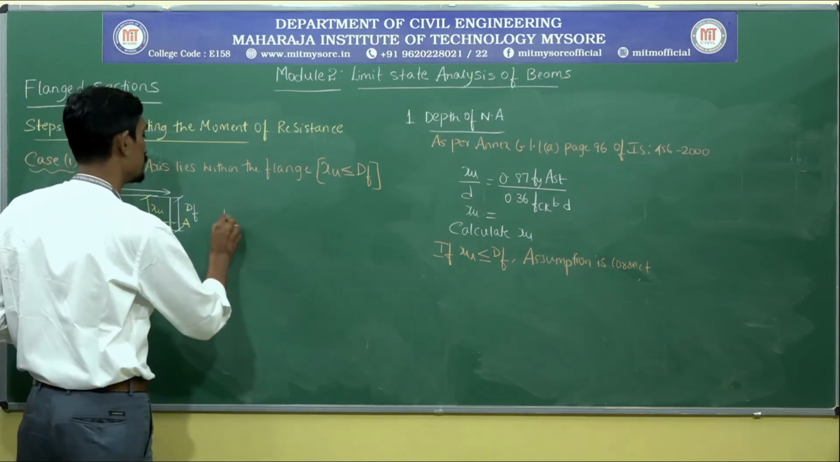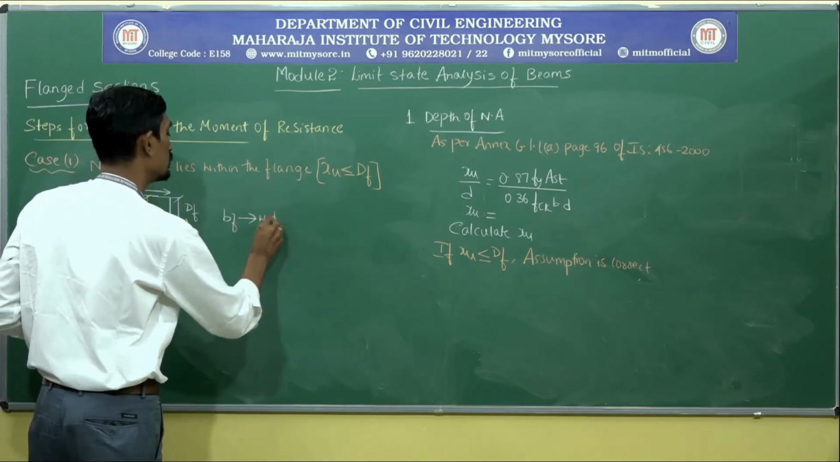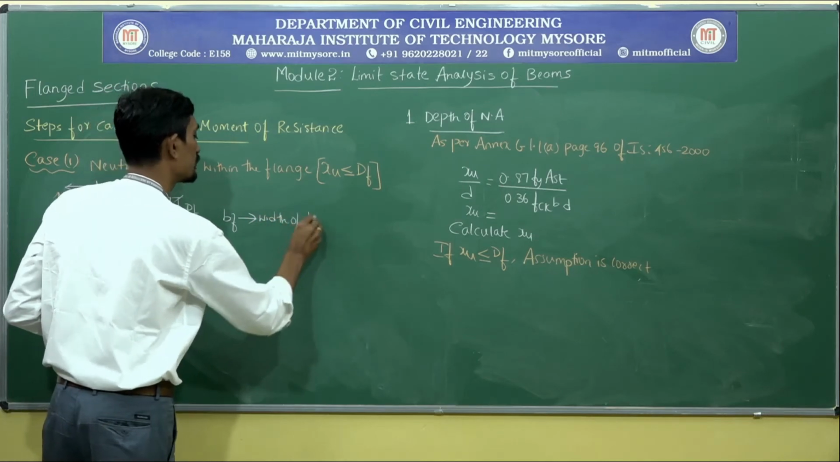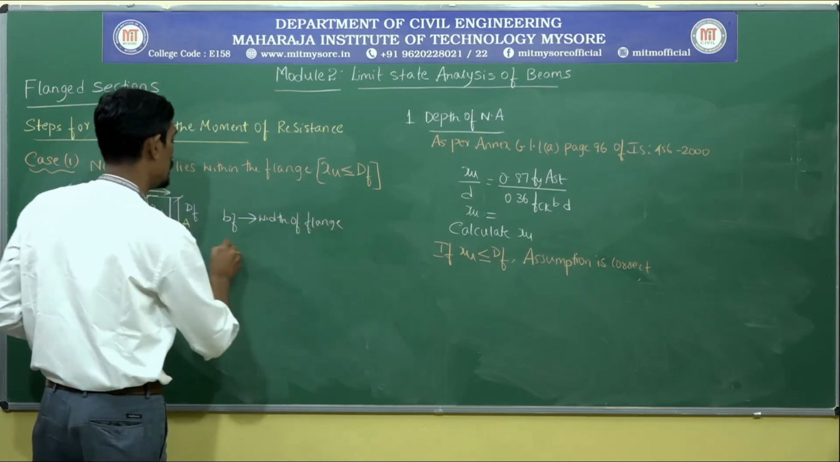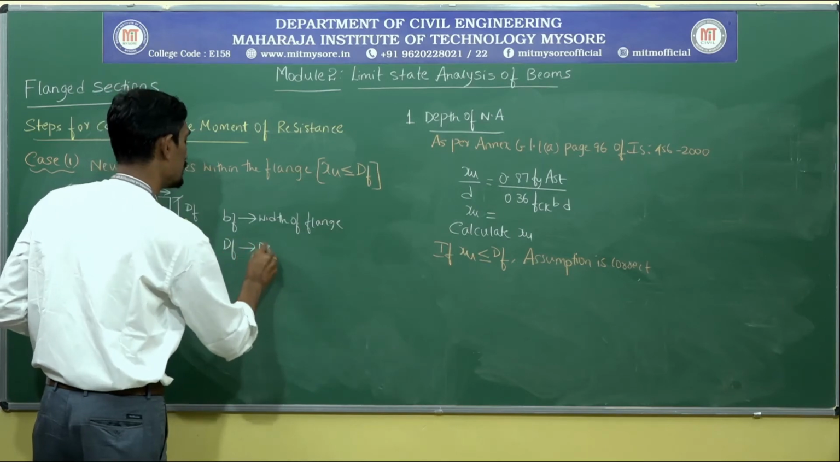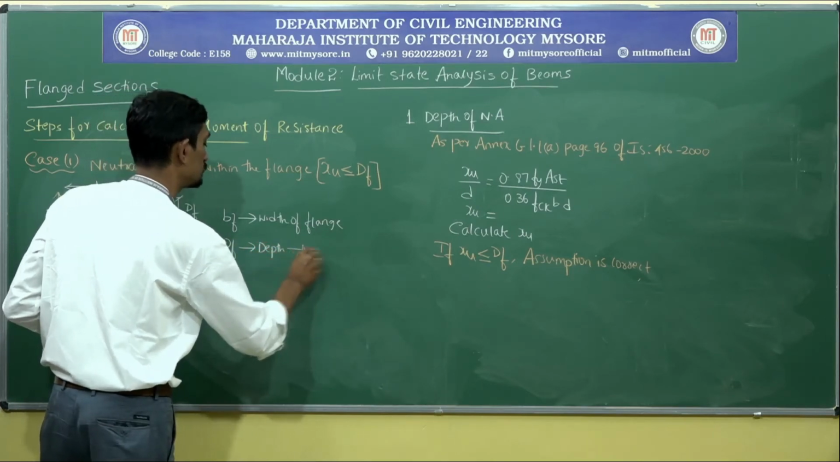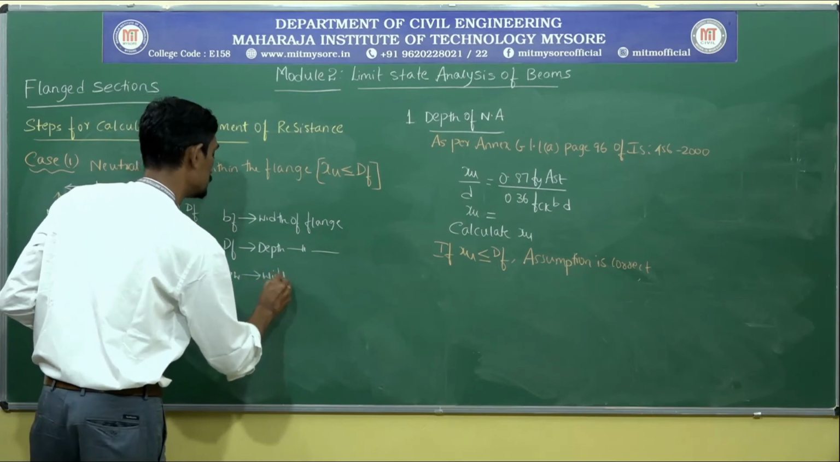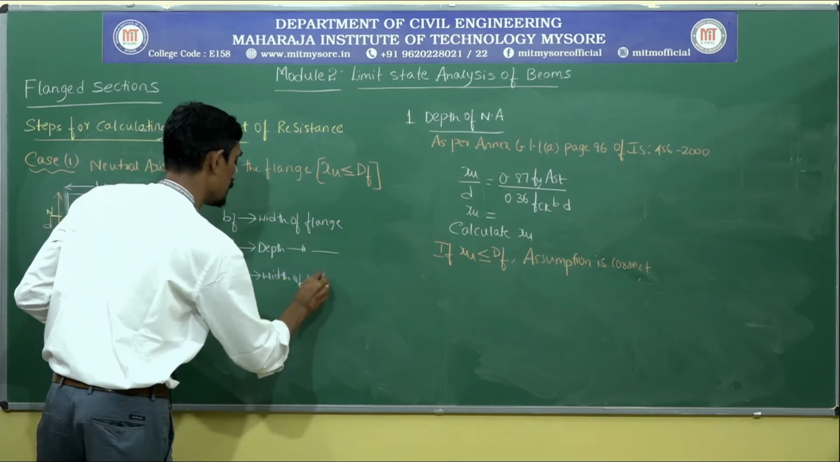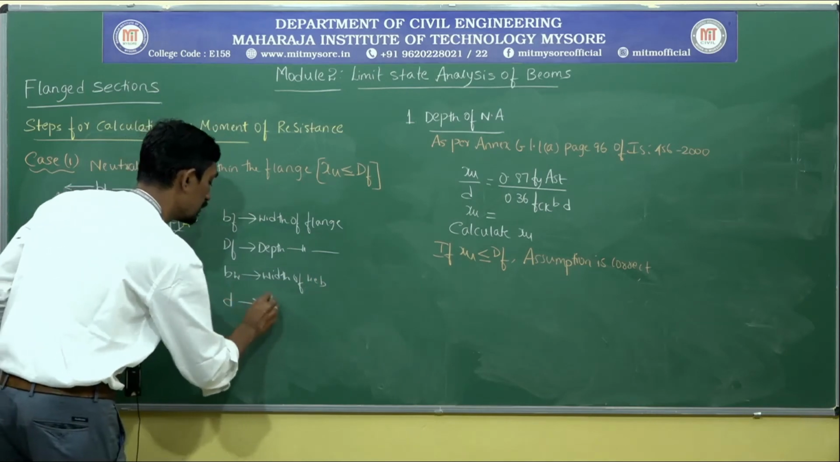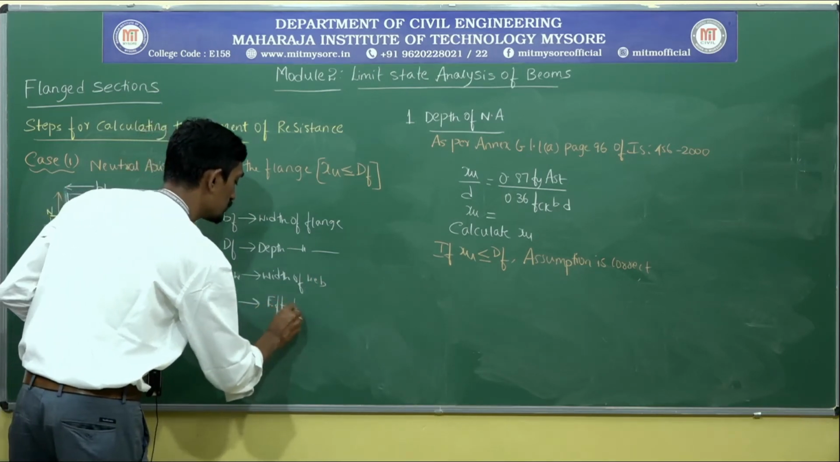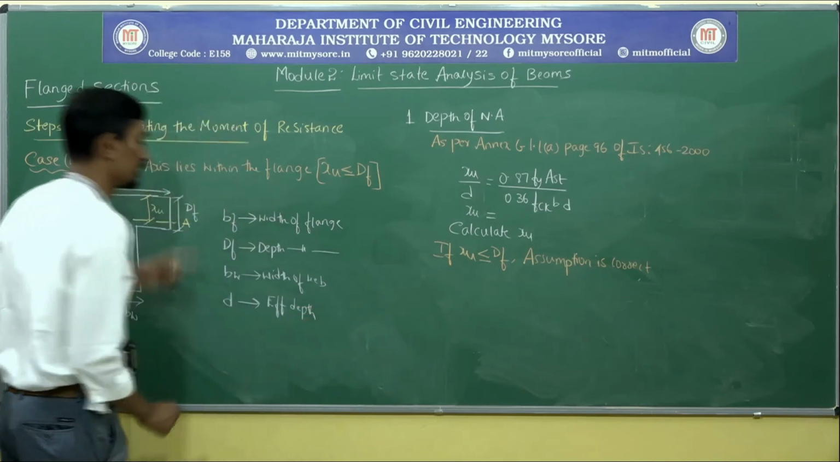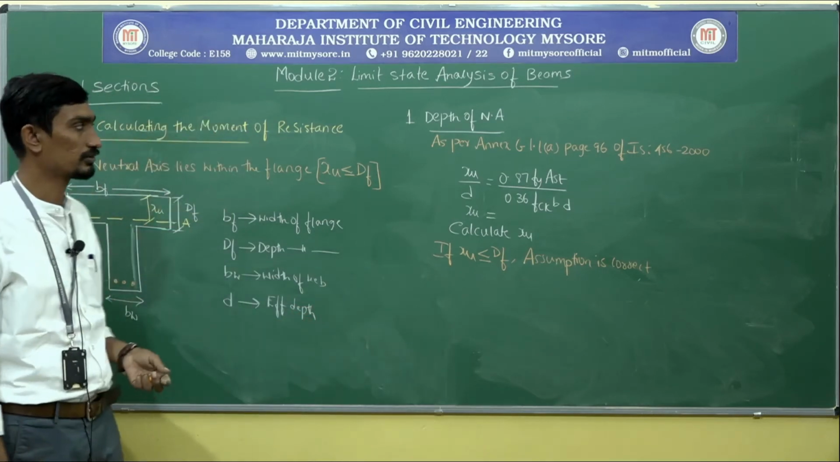You can see that B is the width of the flange, DF is the depth of the flange, next BW is the width of the web, next D is the effective depth. So these are all the notations.